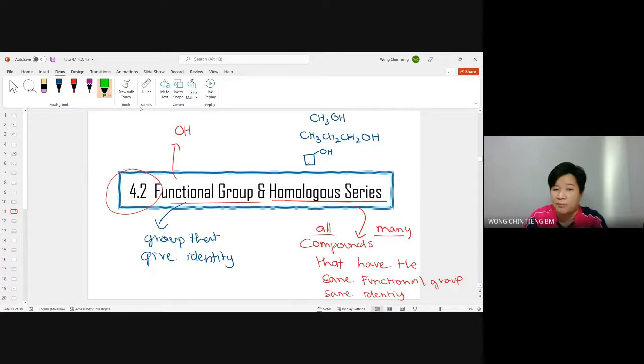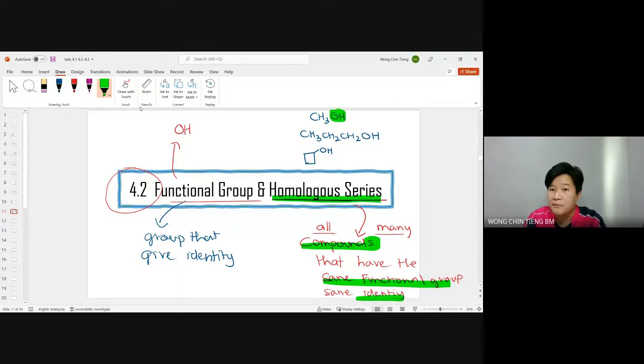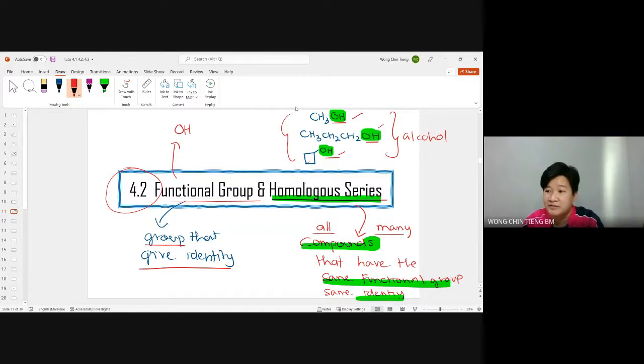Sebab tu saya kata homologous series is compounds that have the same functional group and the same identity. Diorang memegang kumpulan yang sama. Dan kenapa kamu panggil dia alkohol? Macam mana kamu tahu dia adalah alkohol? Sebab dia pegang OH group. Sebab tu OH group is a group that give rise to the identity. Alright? Kumpulan yang memberi identity, that is functional group. They all are under the same homologous series. Faham? Okay, boleh ya?